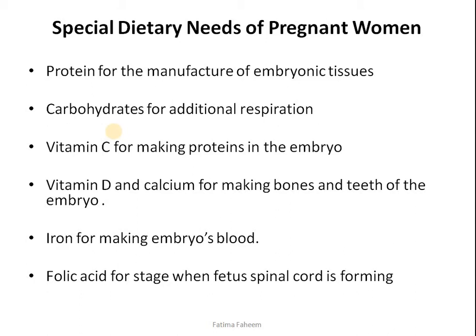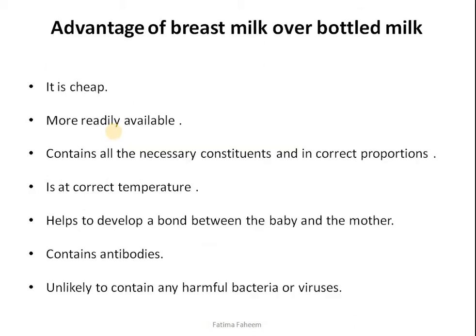Vitamin C for making proteins in the embryo, vitamin D and calcium for making bones and teeth of the embryo, iron for making the embryo's blood. We know that hemoglobin requires iron to be formed. Folic acid is needed for the stage when the fetus's spinal cord is forming. So these special dietary needs are very important for a pregnant woman because the embryo is developing. Any deficiency would lead to disorders in the growing embryo.